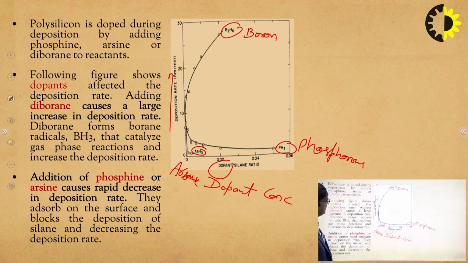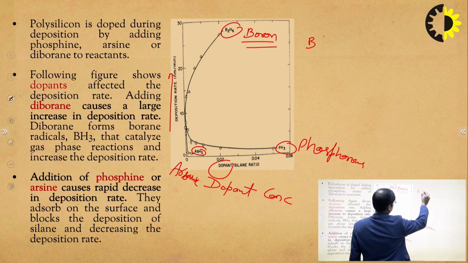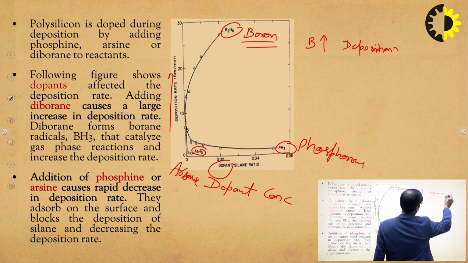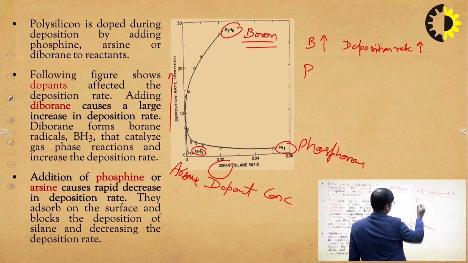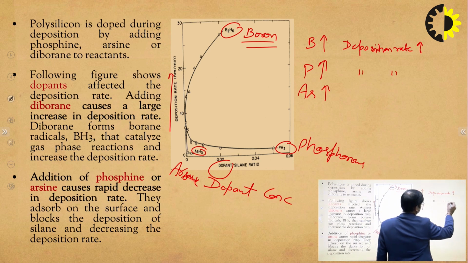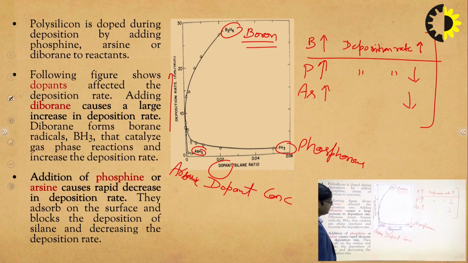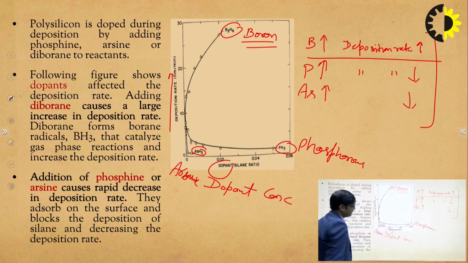arsenic. Here we can see as the concentration of boron is increased in the silane, the deposition rate is increasing. If the concentration of boron is increased, the deposition rate increases. Whereas if the concentration of phosphorus or arsenic is increased, the deposition rate decreases. So we can see this in the figure here. As the phosphorus concentration is increasing, the deposition rate is decreasing. Similarly, as the arsenic concentration is increasing, the deposition rate is decreasing.